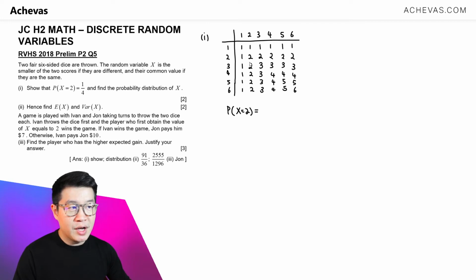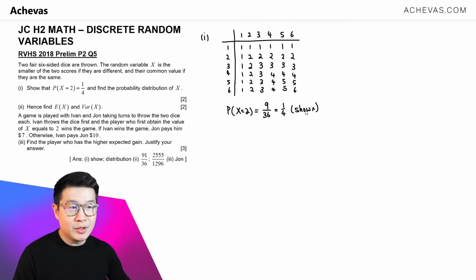Now if we were to count the number of cases that 2 appears, 1, 2, 3, 4, 5, 6, 7, 8, 9. It appears 9 times out of 36 times. So 9 over 36, this is equal to 1/4, and this is what the question wants us to show.